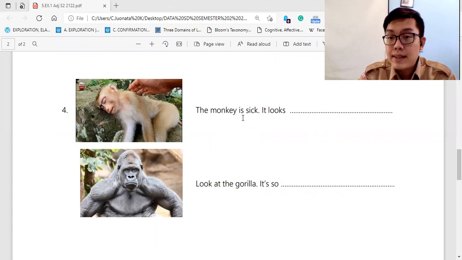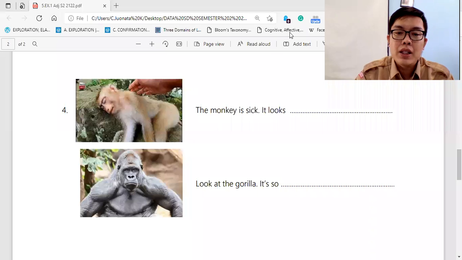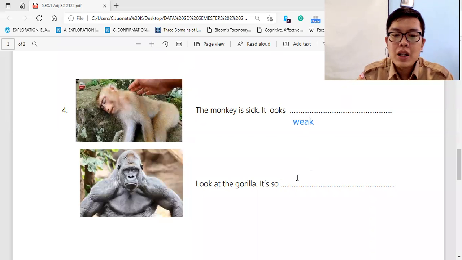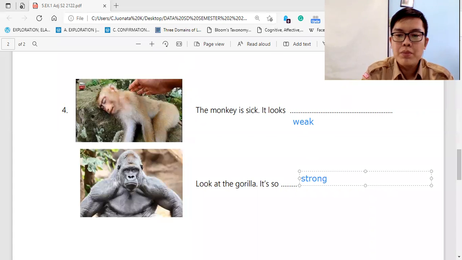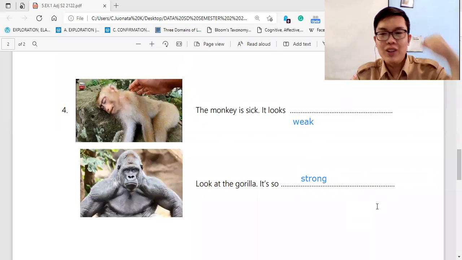Oh, the monkey is sick. It looks, apa kira-kira dari gambarnya? Look at the gorilla, it's so, tebak ya jawabannya. Jawabannya weak ya, lemah ya. Kasian ya. Sedangkan gorilanya terlihat apa? Strong. Good job. Ya, kuat ya. Okay. The monkey is sick. It looks weak. Lemah ya. Gak berdaya ya. Look at the gorilla. It's so strong. Tuh, lihat ada ototnya ya. Bisa jadi belum punya otot kayaknya. Gak terlalu gede ototnya ya.